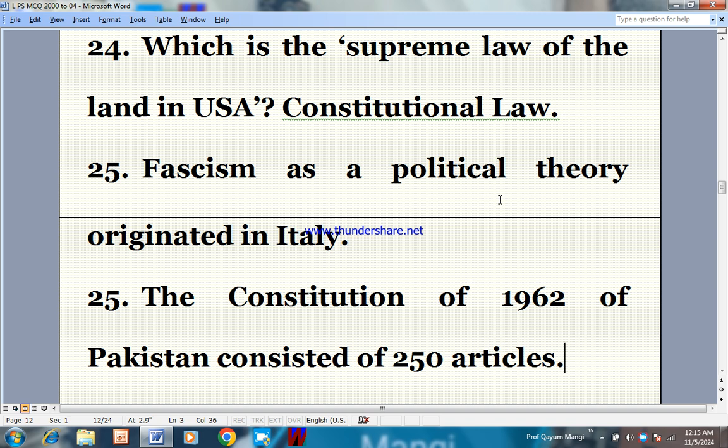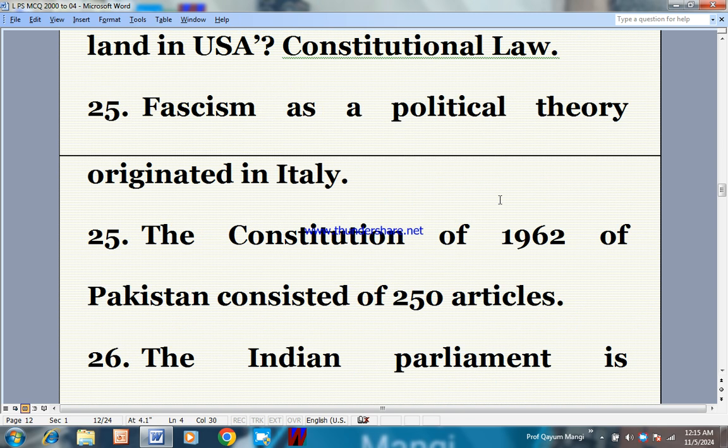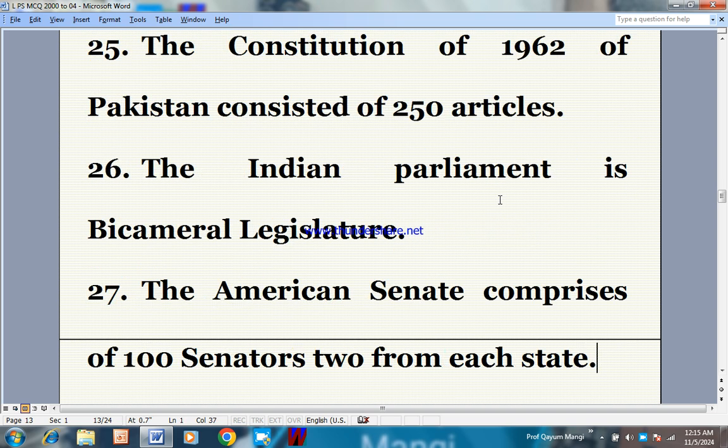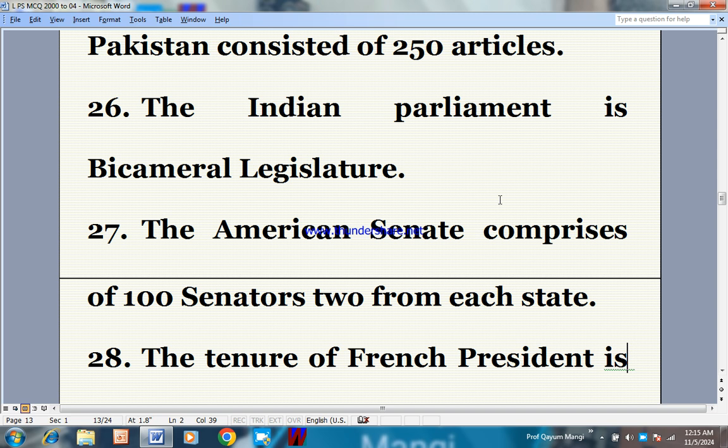Number 24, which is the supreme law of the land in United States of America? Constitutional law. Number 25, fascism is a political theory originated in Italy by Mussolini. Number 26, the constitution of 1962 of Pakistan consisted of 250 articles.